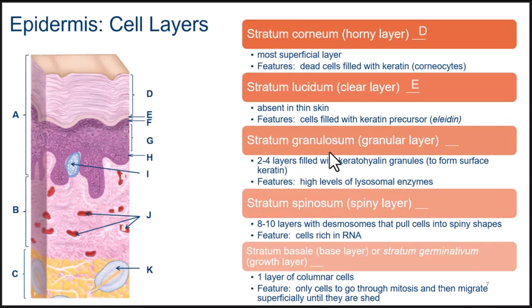Next up is the stratum granulosum. This is where the process of surface keratin formation begins. So cells are going to be arranged in a sheet that's about 2 to 4 layers deep, and they're filled with granules called keratohyalin. It is keratohyalin that is required for the formation of surface keratin. Remember that protein we talked about earlier. So these layers, I'll show you this layer here, this thinner layer here.